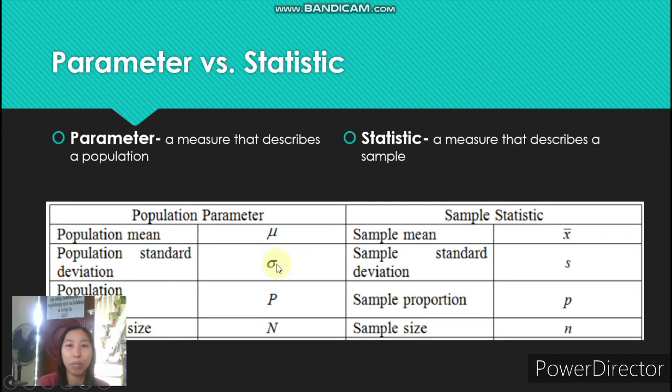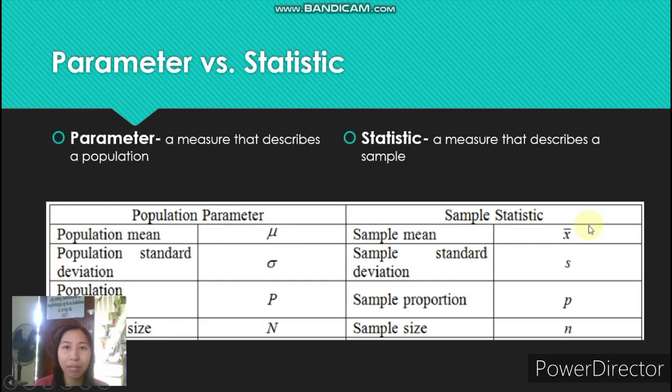You will see it in the next calculations and formulas. Next is population proportion. Population proportion is big letter P. And population size is big letter N, or capital N. Right? That is the difference between your population parameter and sample statistic. In the sample statistic, the sample mean is X bar, an X with a bar on top. While the population mean is mu, the sample mean is X bar.